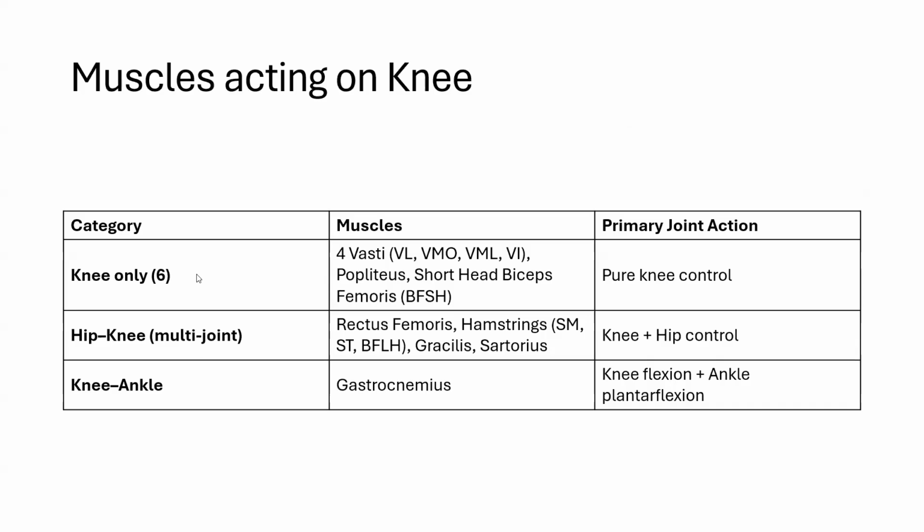So just a general clue, what muscles are acting on the knee. The only muscles which act purely on the knee are the four vasti: vastus lateralis, VMO, vastus medialis, and vastus intermedius, as well as popliteus and the short head of biceps femoris. They purely have knee control. There are some muscles which control both hip and knee, which include rectus femoris, the hamstrings, which include semimembranosus, semitendinosus, and long head of biceps femoris, gracilis, and sartorius. Whereas knee and ankle control is by gastrocnemius and soleus. So knee flexion plus ankle plantar flexion is controlled by these two.